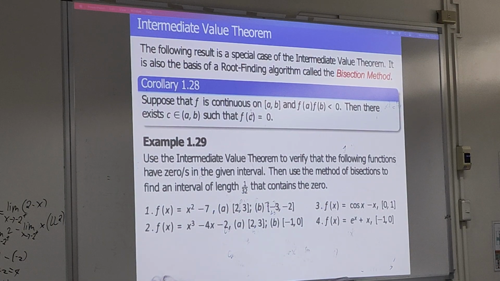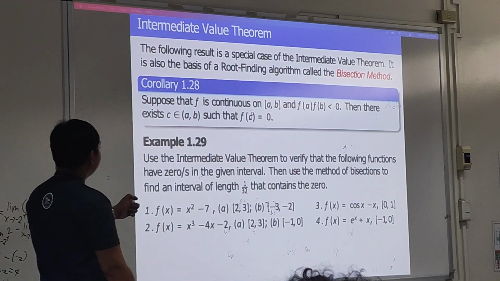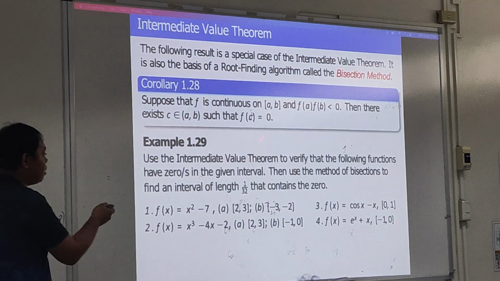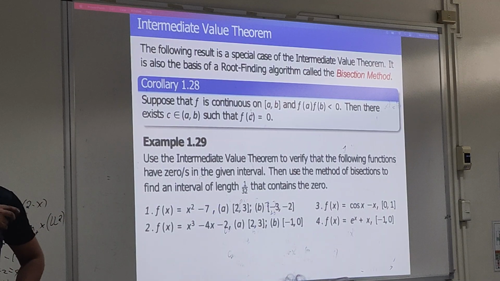So as a consequence of that theorem, we have this corollary. Suppose that f is continuous on this given closed interval, and the product of f of A and f of B is a negative number, so less than 0. Then there exists a number C, which is an element of A, B, such that f of C is equal to 0. What does it mean? f of C is equal to 0. That means your C is just the root or solution of your function.